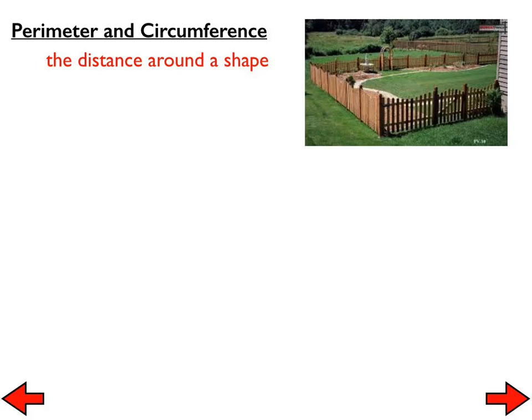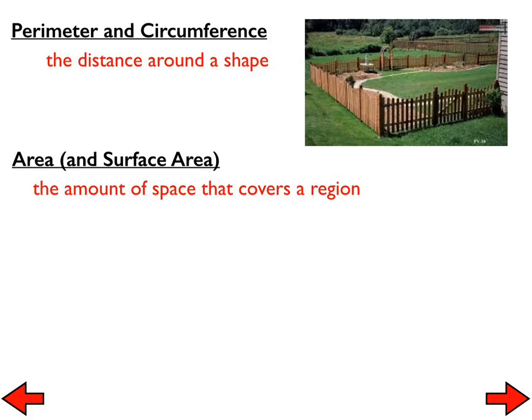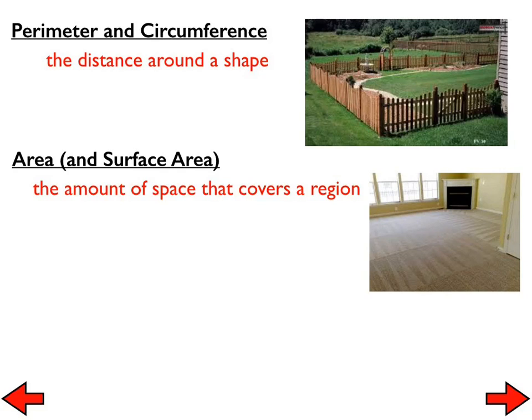All right, and then a little review of things you've talked about over the last 3 years. You've talked about perimeter and circumference. When we're talking about perimeter or circumference, it's the distance around a shape. And in real life, it might be finding the amount of fencing that will go around a yard. Area and surface area, for that matter. When we're talking about these things, we're talking about the amount of space that covers a region. So, for example, when you get older and you buy a house, if you want to figure out how much carpet will go in a room, then we're talking about area there. And more spots in your notes where you're supposed to be filling things in.